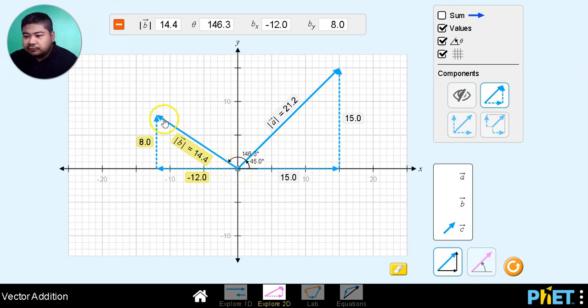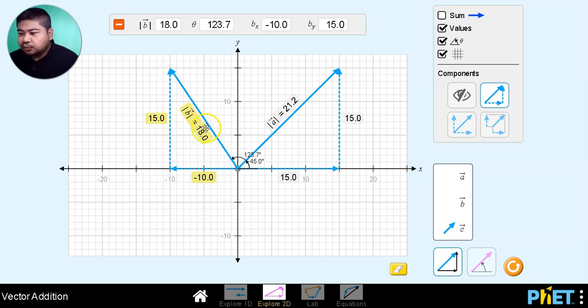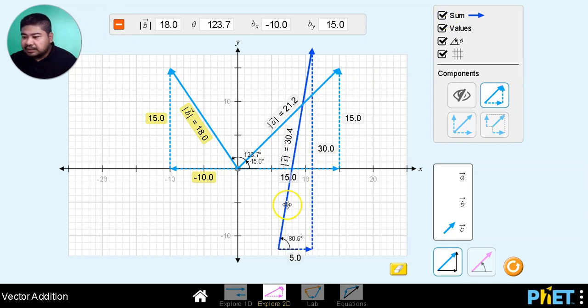Okay, now we have two vectors, A and B. So I'm going to make the vector B like that. Okay, so how do we add vector A with vector B? I'm going to bring in the sum of the vectors. So if I click on the sum here, it gives me the sum.